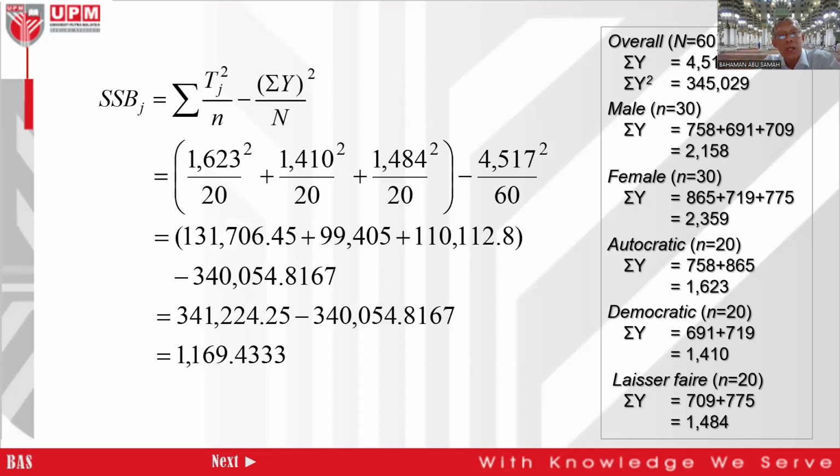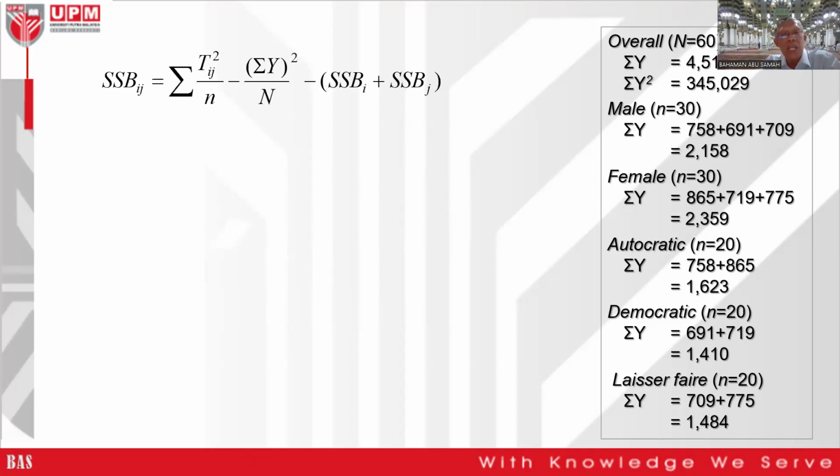And now we want to calculate sum square between IJ for the interaction. For the interaction, we can use the total from male, from gender: for male we have 3 groups, and then for female we have another 3 groups. Or we can use the group total for autocratic, where we have 2 groups, and then democratic, we have 2 groups, and laissez-faire, we have 2 groups. And in order to solve for summation Tij squared, Tij squared refers to the individual group total.